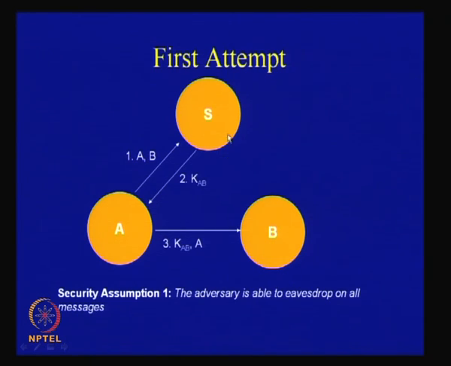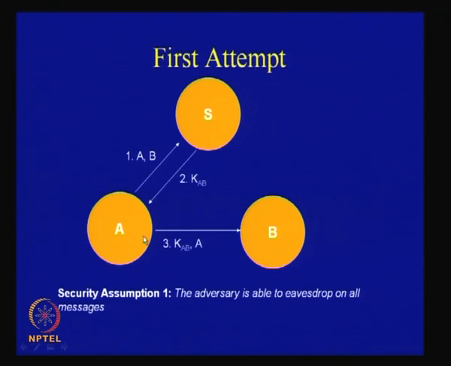So in a very naive situation, S can directly send back KAB, and A can again send it back to B saying that okay, this is the key which S has sent me and we will use it for further communication. Now obviously you understand that this is a very naive protocol and therefore it can be subjected to various kinds of attacks.